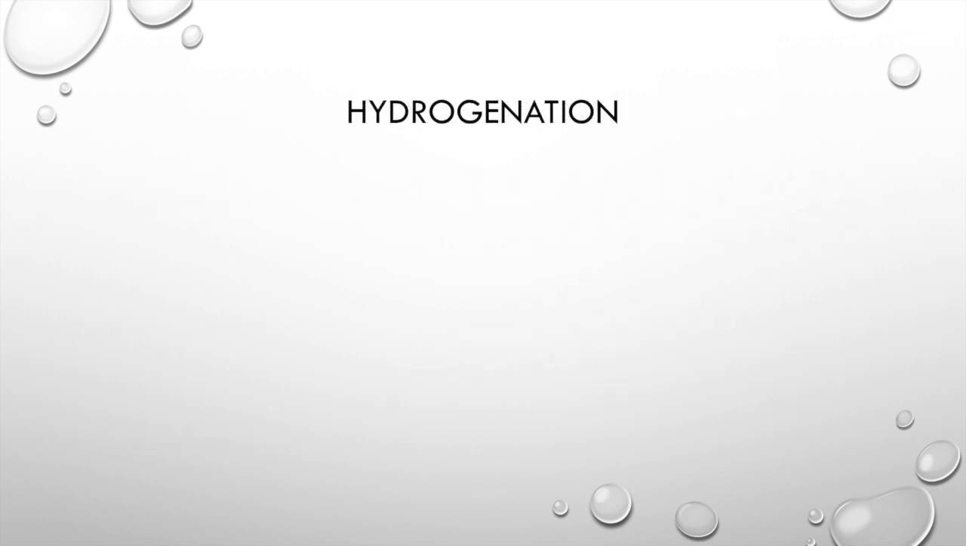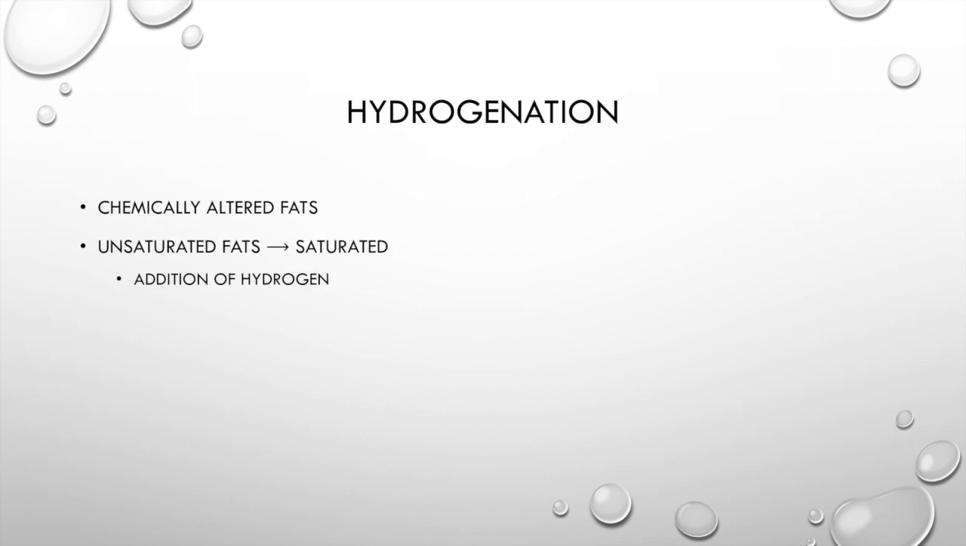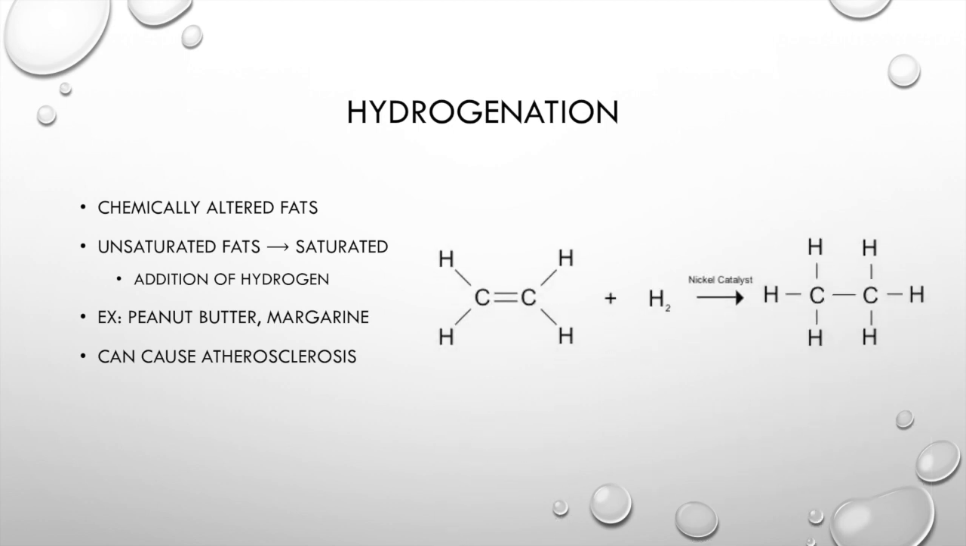So a process we're going to look at now is hydrogenation. And hydrogenation in simple terms is basically just chemically altered fats. And the process of this is basically taking an unsaturated fat and turning it into a saturated fat. Now, how is that done? Well, the synthetic conversion is done by adding hydrogen to make the unsaturated fat saturated. So before we look at the examples, I'm just going to show you the diagram.